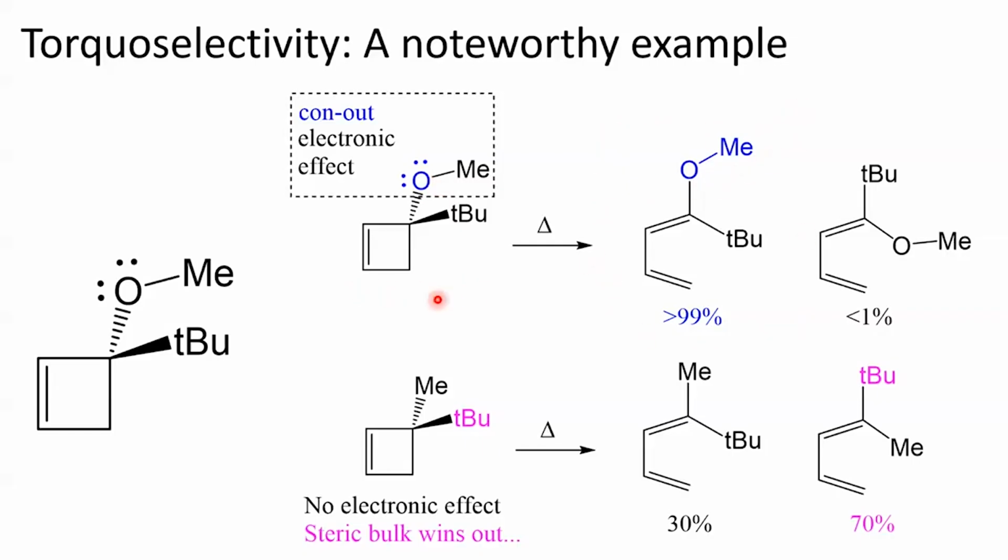So indeed, when we heat up this material, what we see is that 99% of the product, we have this methoxy group oriented outwards, and our bulky tert-butyl group is oriented inwards. Now, if we were to repeat this reaction, but replace the methoxy group with just a methyl group, which is more neutral, it's not much of an electron donor, we see that this time the tert-butyl group dominates the outside position, so essentially sterics win in this lower example. It is worth noting though that methyl is a slight electron donor, so 30% of the time it does actually find its way to the outside position.